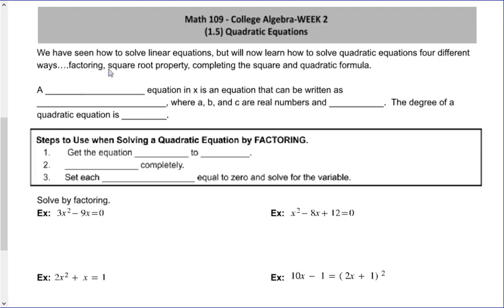First, we're going to do it by factoring, actually 4 different methods, then our square root property, and completing the square. We're going to save the quadratic formula for the next class. So we're kind of splitting this one into 2 parts. So this is part 1.